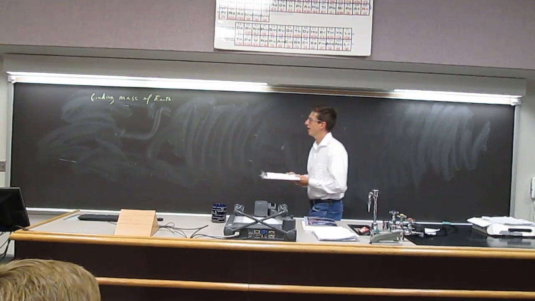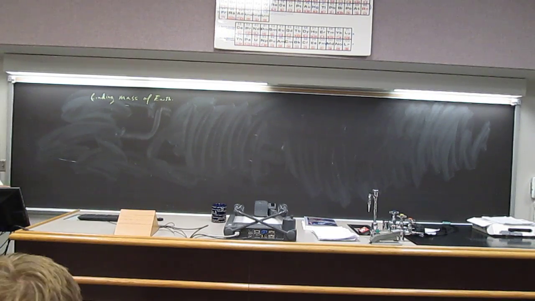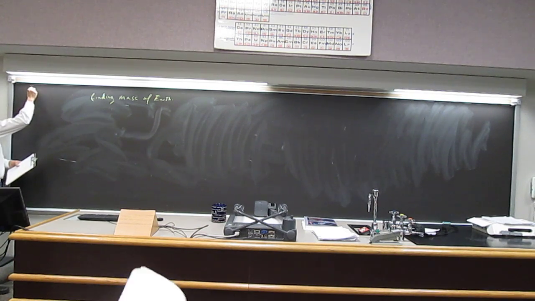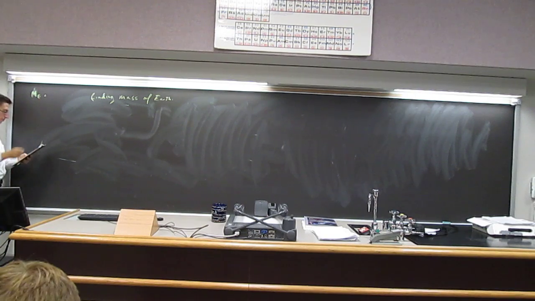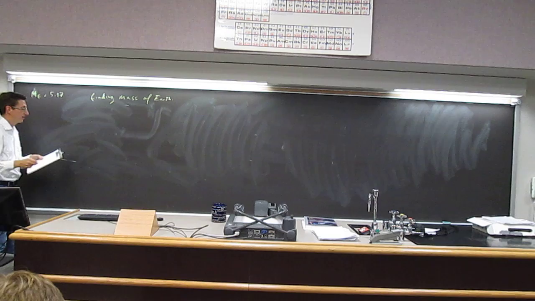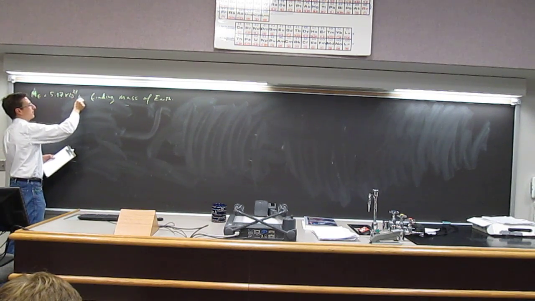All right, I'll actually put the answer up here. This is looked up. This is the mass of the Earth. The mass of the Earth is equal to 5.97 times 10 to the 24th kilograms, and that's rounded, of course.